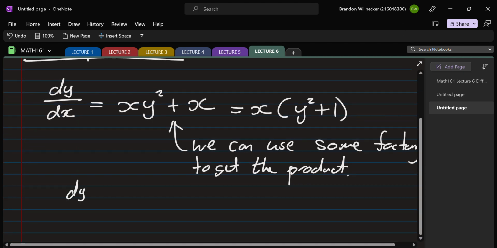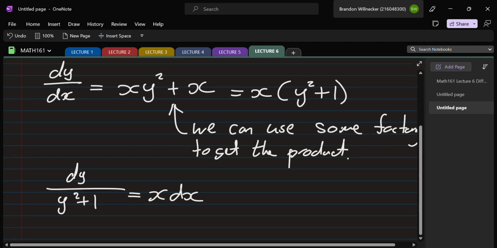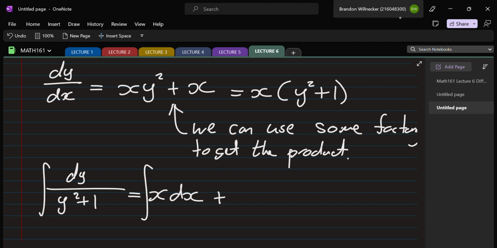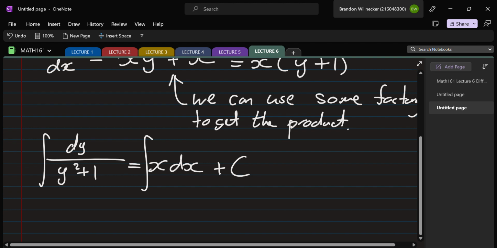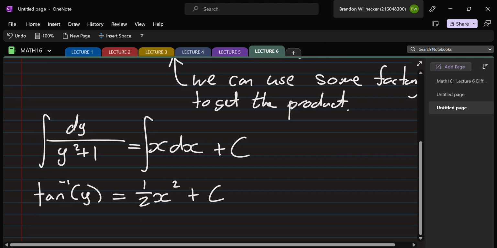So we're going to have dy over y squared plus 1 is equal to x dx. Okay, so that's just separating each thing to its own side. Then we can integrate, and then remember the plus c. Okay, integrating is straightforward. So we're going to have arctan of y is equal to 1/2 x squared plus c.